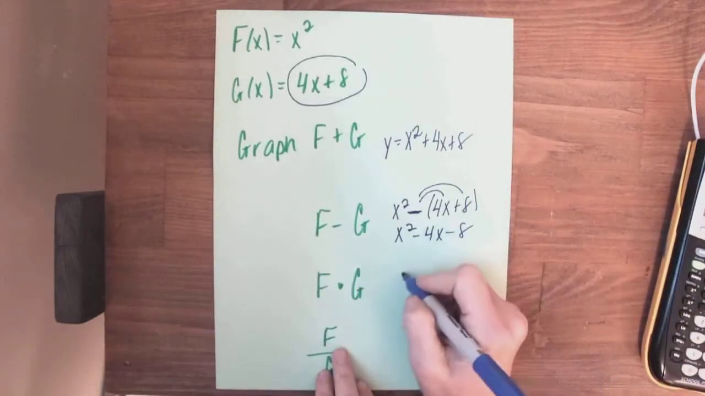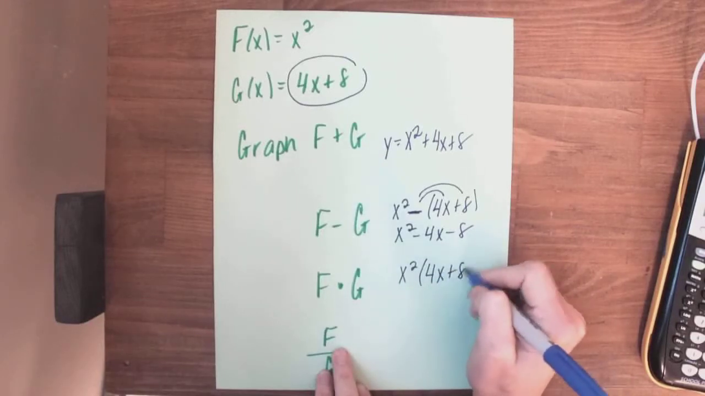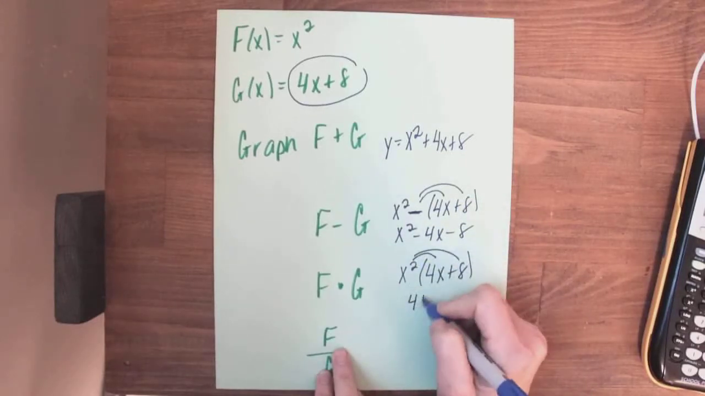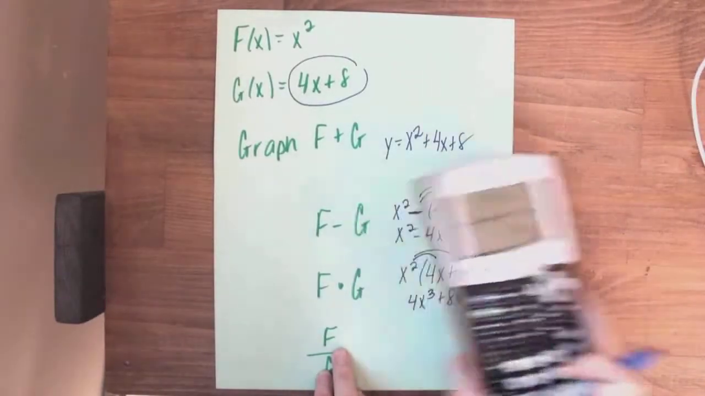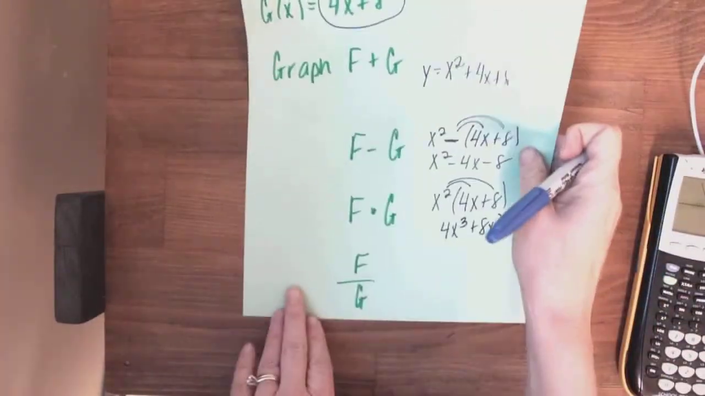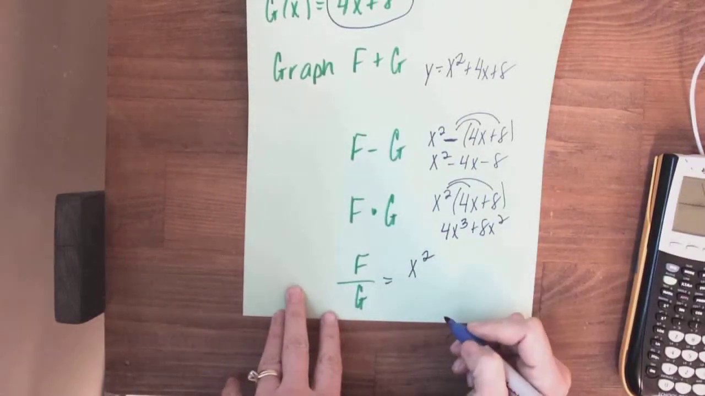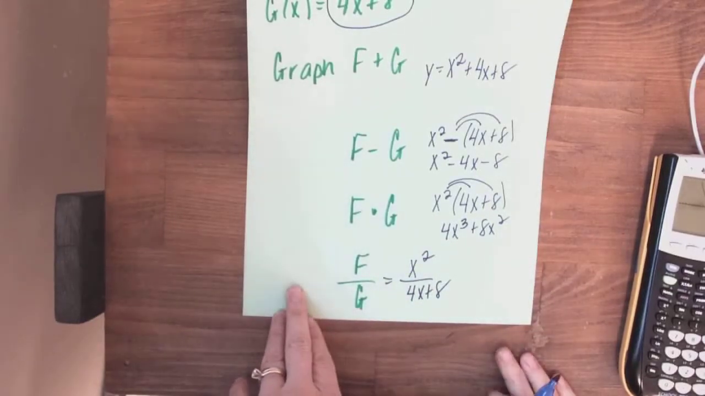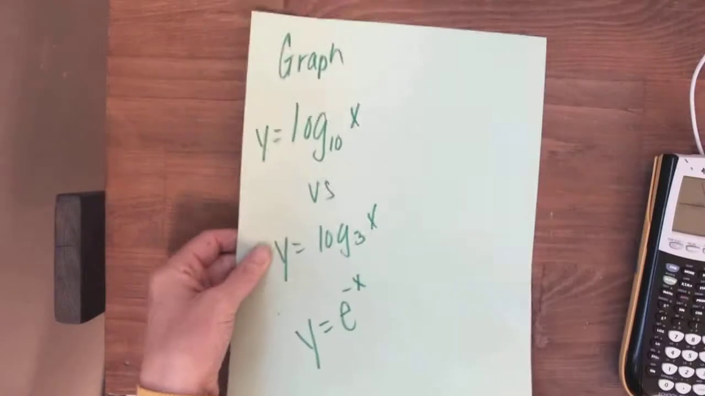If it's f times g, it's the same idea. f of x is x squared. The g is 4x plus 8. You may put that in y1, or you could distribute it first and get 4x cubed plus 8x squared before you type it in here. If it's written like this, as a fraction, they simply want you to divide it. So just on your calculator, you could divide x squared by 4x plus 8 and see what it looks like on your calculator.